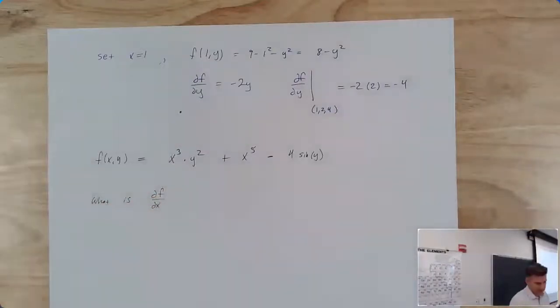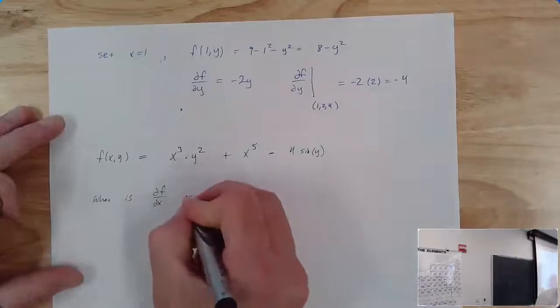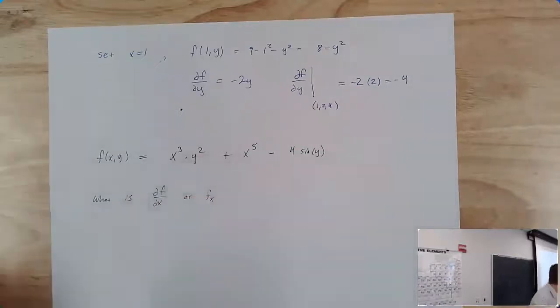I should point out, this is common notation, but this is also common notation. Sometimes people write it as del f del x. Sometimes people write it as f sub x. Those are the two pretty standard notations for the partial derivative with respect to x.